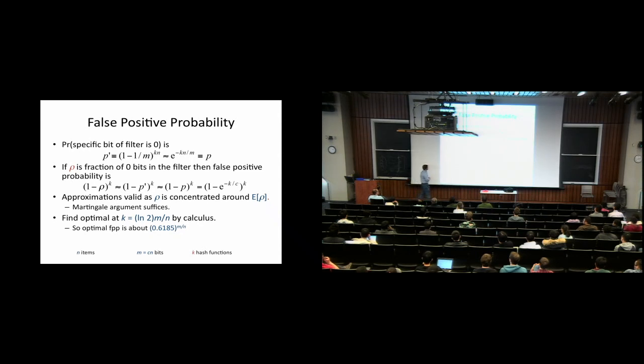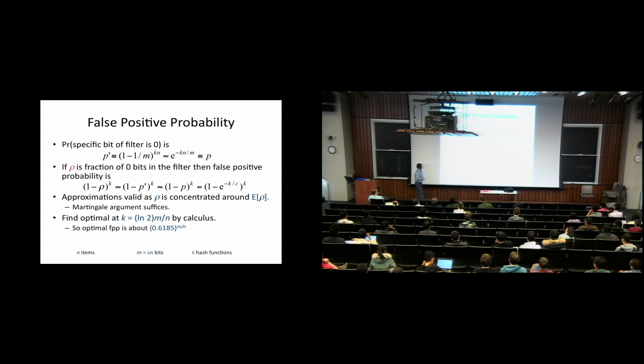So the probability a specific bit of the filter is 0 is that expression up at the top, which is about e to the minus kn over m. Now, if rho is the fraction of 0 bits at the end of the day, then the probability I get a false positive on some new element is the probability that I see 1 bits, which happens with probability 1 minus rho, all k times. Now, what is rho? Rho is the fraction of 0 bits in the filter. That's going to be very closely concentrated around its expectation, which is p prime.